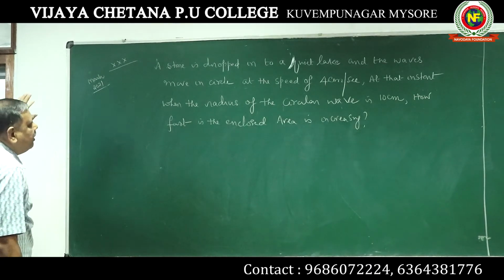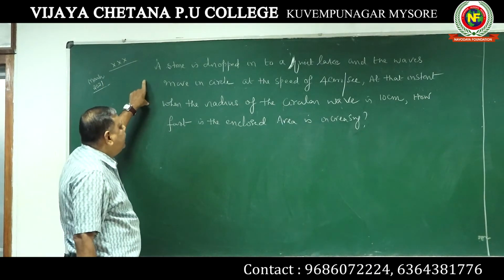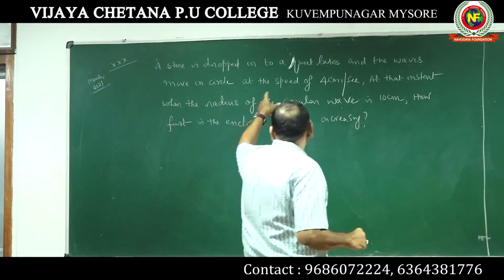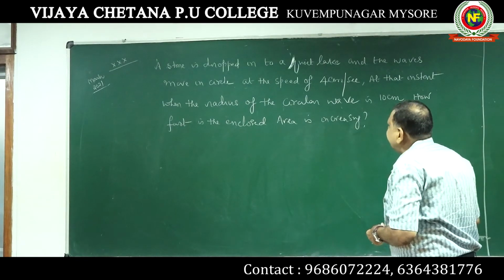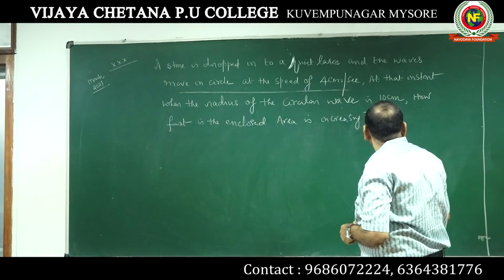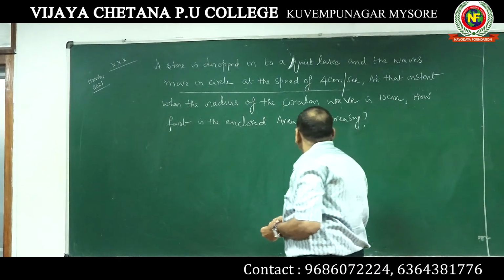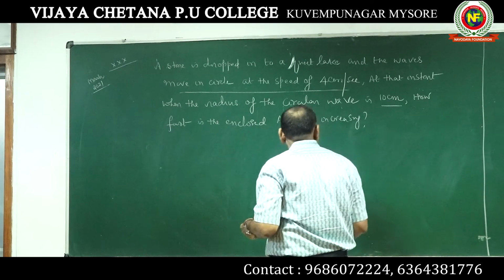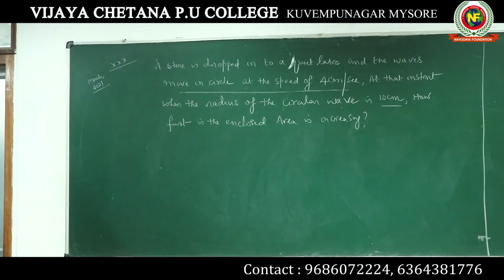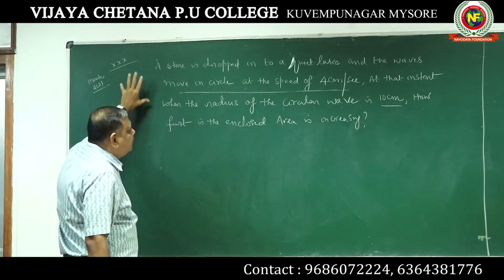Let's read the problem again. Please take the problem. A stone is dropped into a quiet lake and the waves move in a circle at the speed of 4 centimeters per second. At that instant, when the radius of the circular wave is 10 centimeters, how fast is the enclosed area increasing? Yes. Now, very easy problem.